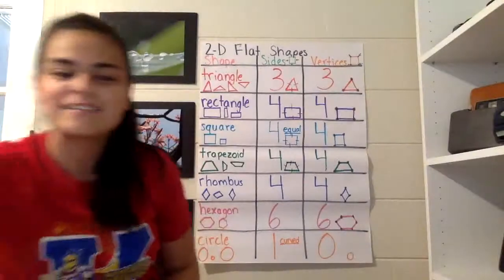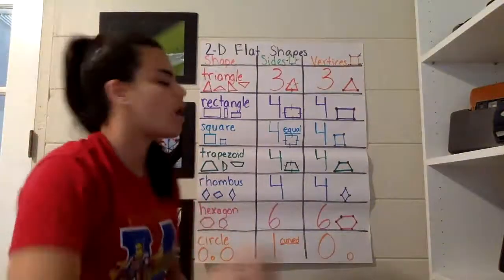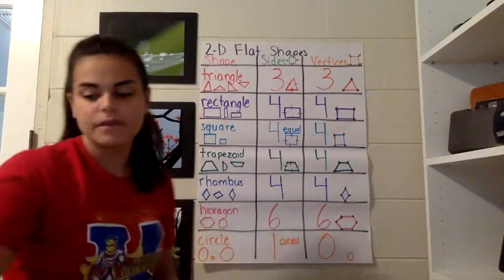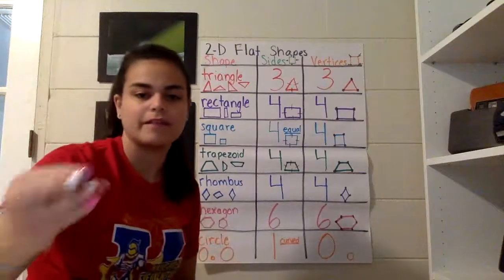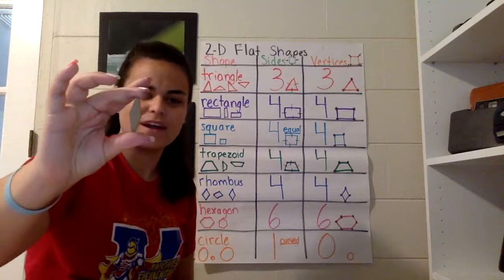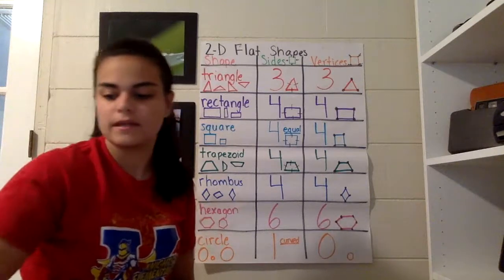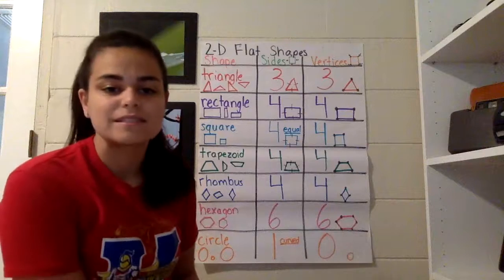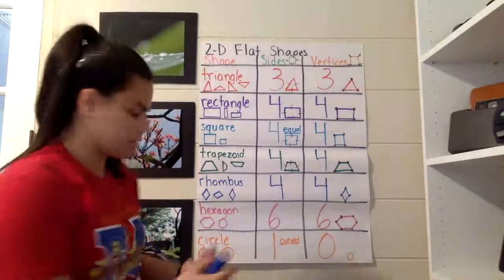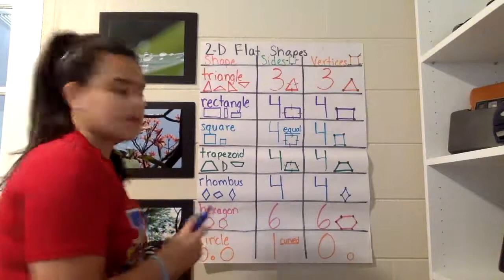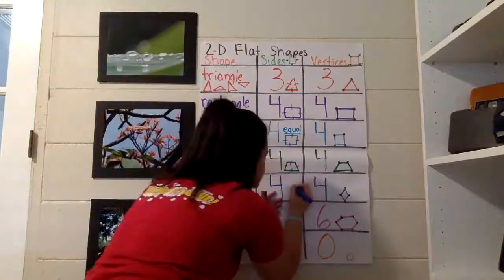Okay, so the next one that we have is our rhombus. Now, some of you guys might look at this shape and think, oh, it's a diamond, or it's a kite, okay? But it is a rhombus. Everybody say rhombus. A rhombus, okay? So let's count the sides of our rhombus. First, I have to draw it.